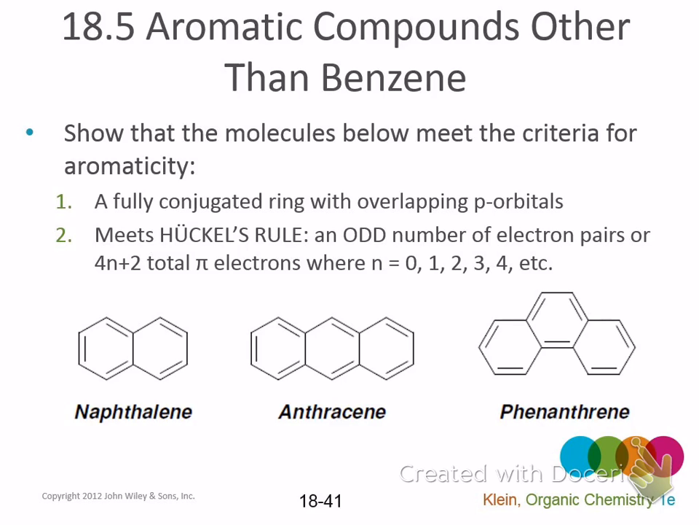Anthracene, all right, 3, 5, 7. Continuously conjugated, it'll be flat to be aromatic. And then phenanthrene, continuously conjugated. Now you guys know what I mean by that, right? It's every carbon has a double bond touching it, or every atom has a double bond touching it. So 2, and then 3 more, so that's 5, and 2 more is 7. Okay, so odd number of electron pairs. So those are all aromatic.